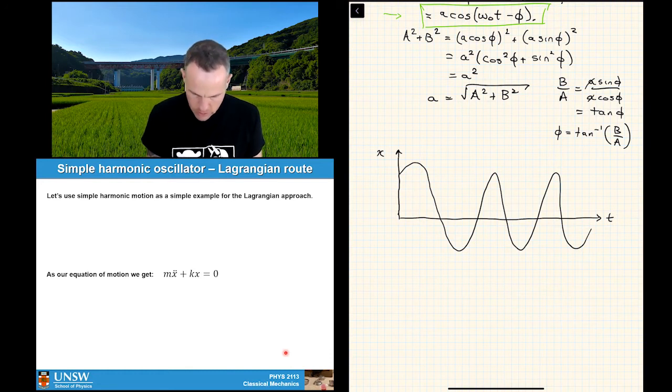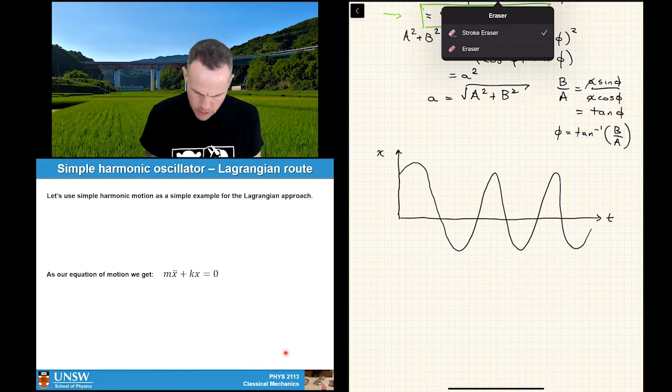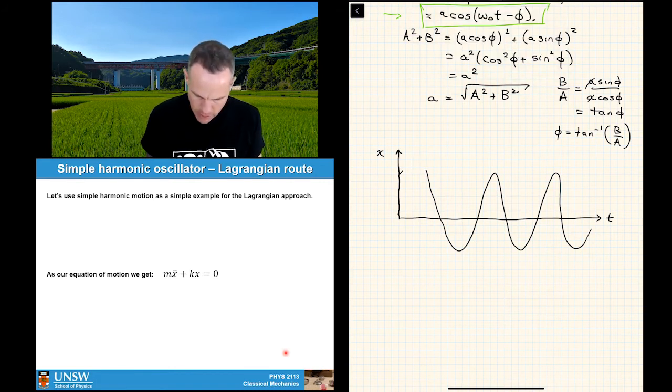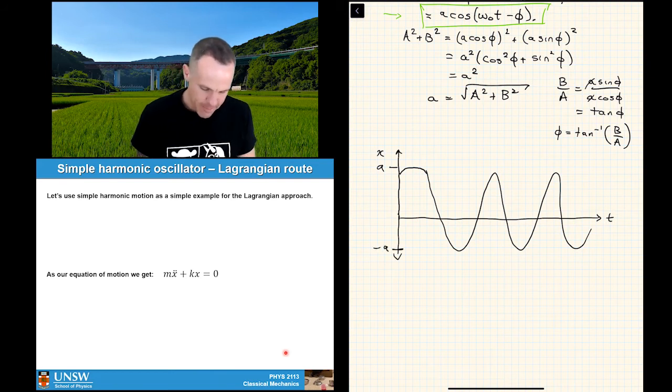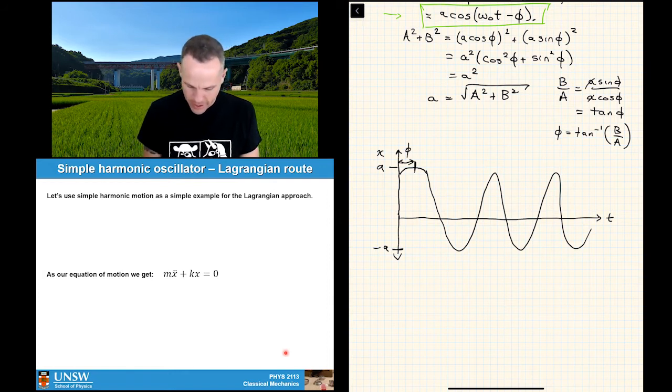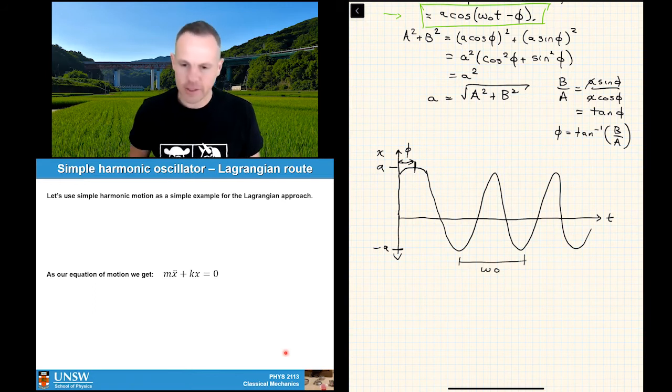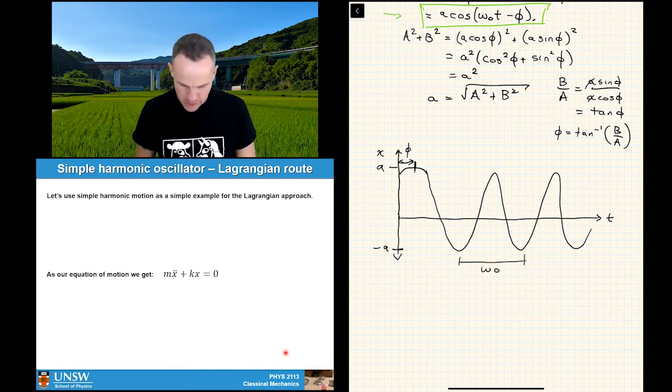Let's see, just get rid of that bit. Okay, let's draw it like that. It's a really bad sine, but you get the point. This here would be our amplitude, so this would be A. This would be our minus A down here. This difference here is our phase angle phi, and then of course, as you know, our omega naught is related to our wavelength in this particular system. Okay.